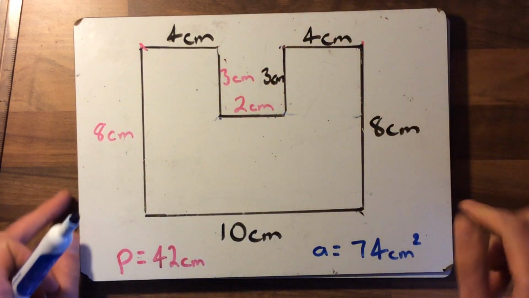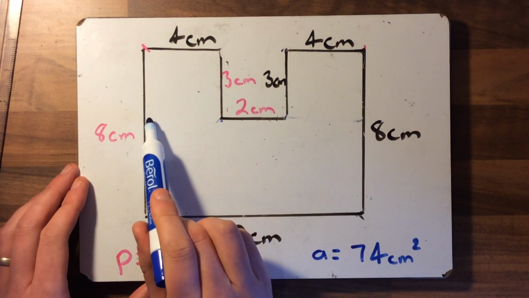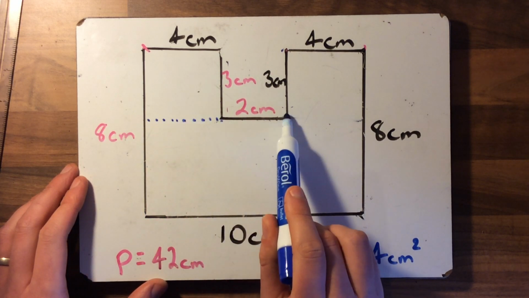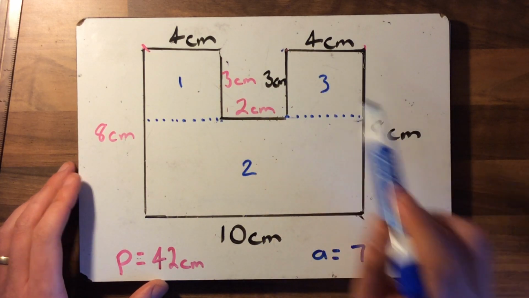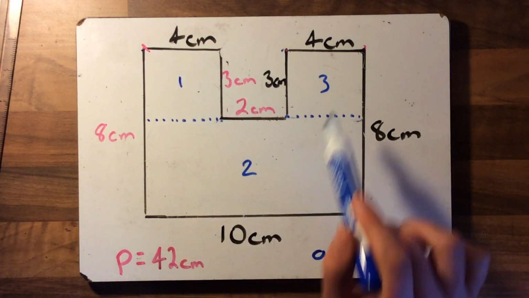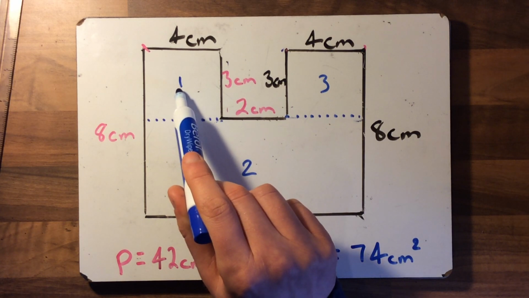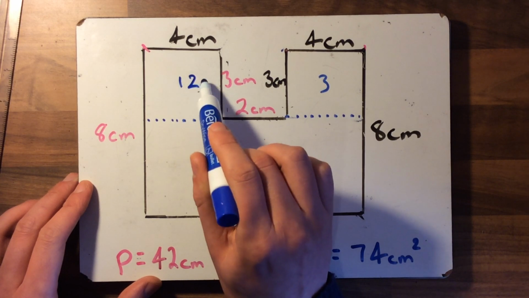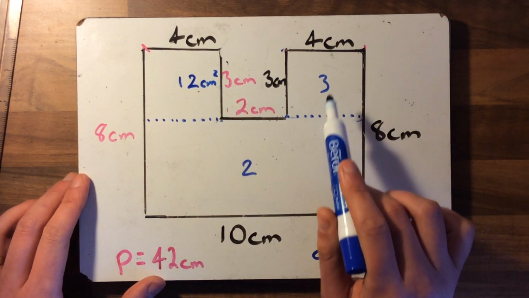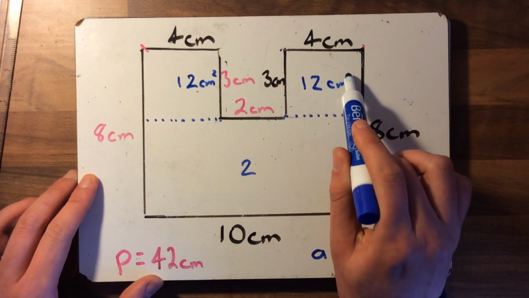Now that way works quite nicely for this, but let's have a go at splitting the shape up. So let's split it across this way, because I think that's probably the next easiest way of doing it. So we split it into 1, 2, 3. So we need to work out the area of these 3 rectangles, add them up, and it should hopefully get us to 74 as well. So if we find the area of number 1, 4 times by 3 is 12 centimetres. We can work out this one as well, because it's going to be the same. 4 times by 3 is also 12 centimetres.